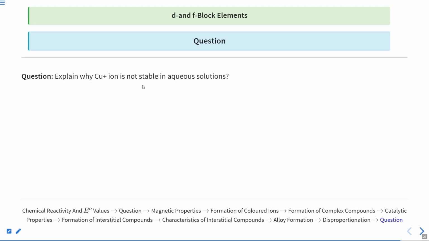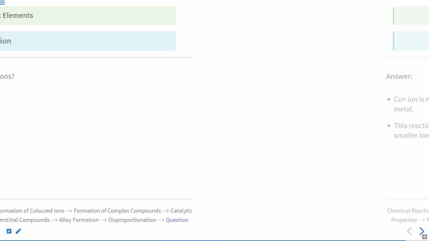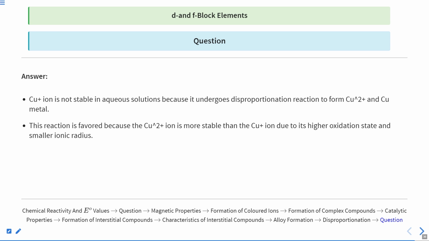So last question: why is Cu+ not stable in aqueous solution? Because it undergoes the disproportionation reaction and forms Cu2+ and Cu metal. See, Cu+ is getting oxidized to Cu2+, and simultaneously it is getting reduced to copper metal. Due to the disproportionation of the Cu+ oxidation state, we do not see a stable Cu+ in the dissolved state. Clear?